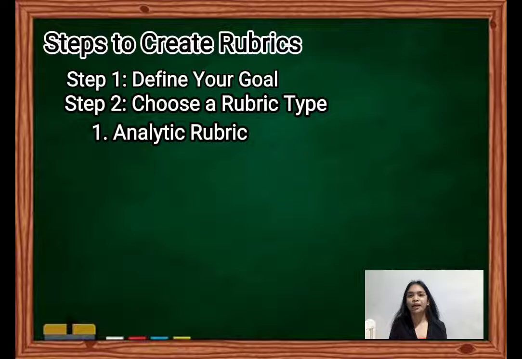A rubric for an essay, for example, may contain criteria like organization, support, and focus, and may contain performance levels like 4 exceptional, 3 satisfactory, 2 developing, and 1 unsatisfactory.